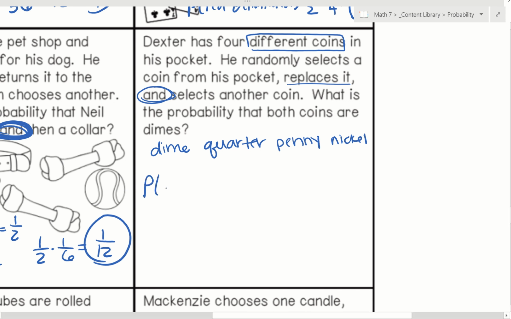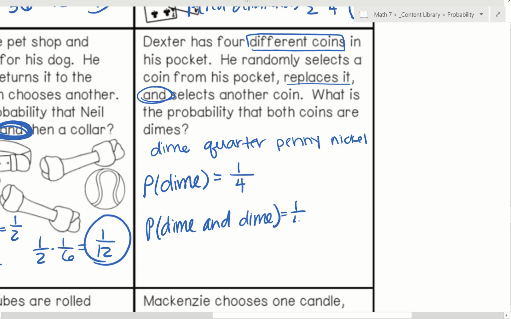So the probability of a dime is 1 out of the 4 different coins. So the probability of getting a dime and another dime would be 1/4 times 1/4, multiply across. 1 times 1 is 1, 4 times 4 is 16, or put that straight in a calculator.